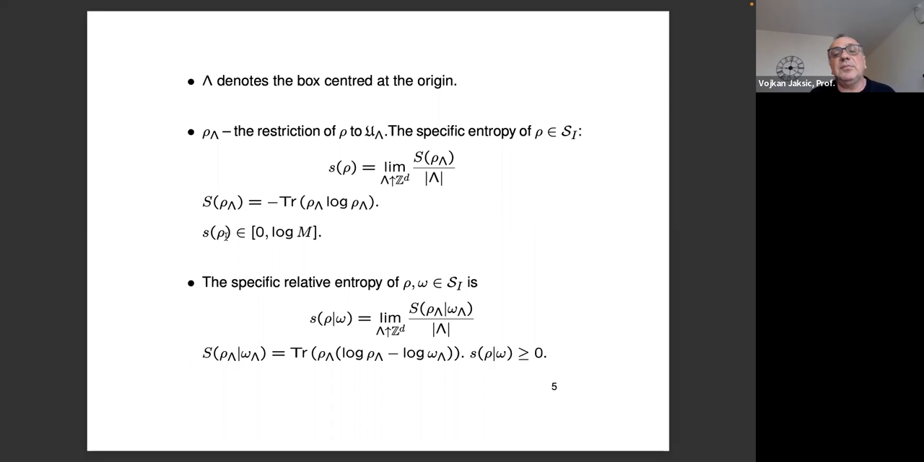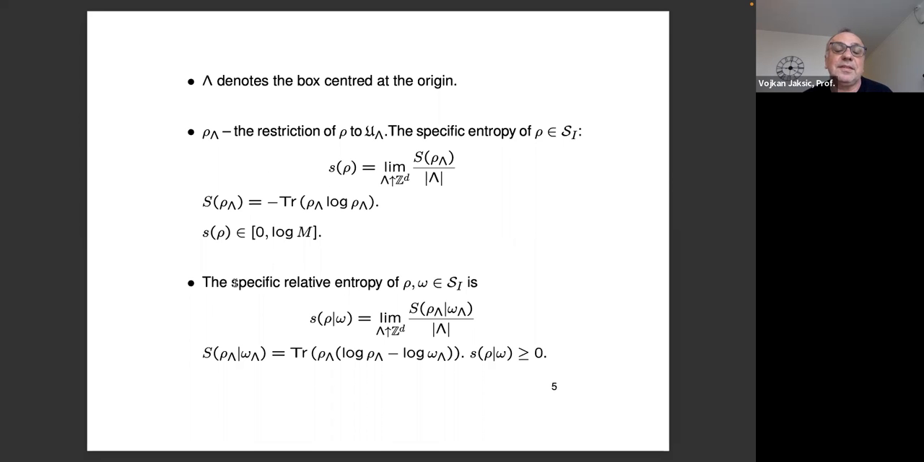I didn't mention that one always equips the state space with the weak star topology. Then the set of invariant states is closed in the weak star topology, so it is compact in the weak star topology. And so the entropy map is upper semi-continuous. So these are very, very old results that go back to the end of the 1960s, to Robinson and Lanford. Now, this you find in any book.